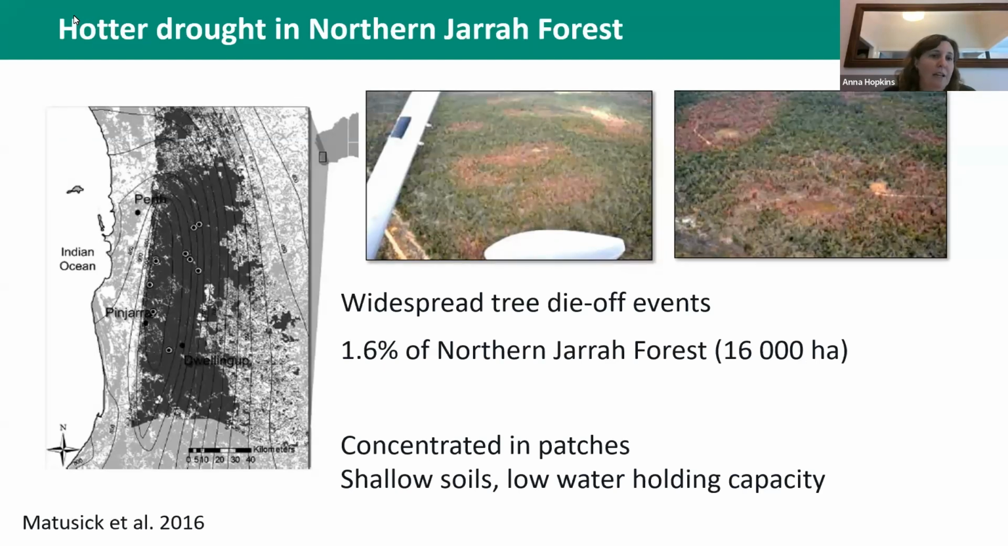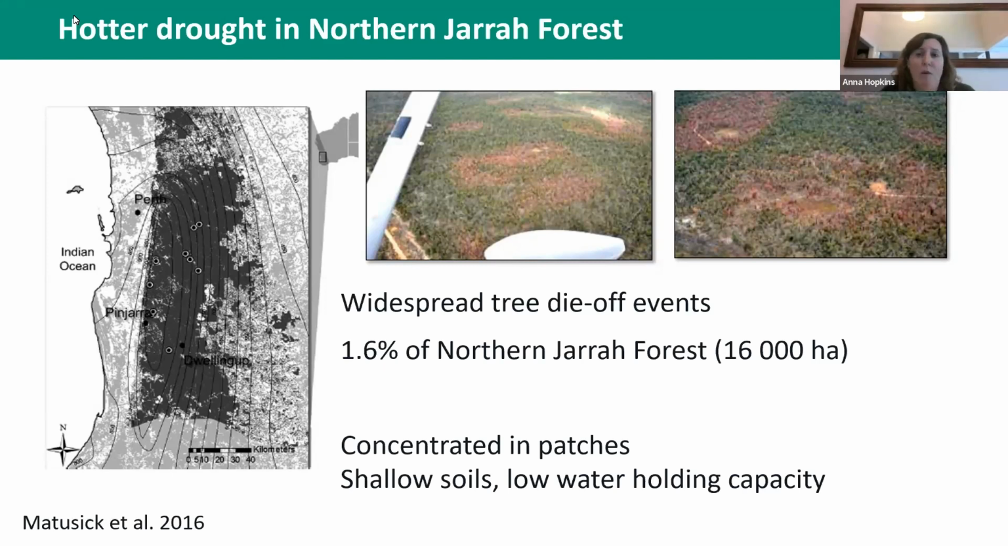So on the left here, you can see a figure, and the dark shaded areas are basically the extent of the northern Jarrah forest outside of Perth. And on the right, you can see some aerial imagery of those die-off patches. So those die-off areas represented about 1.6% of the northern Jarrah forest, so quite a significant area still, about 16,000 hectares. And they were in small isolated patches where the trees had just completely died. Those dominant trees being mostly Jarrah and Marri.